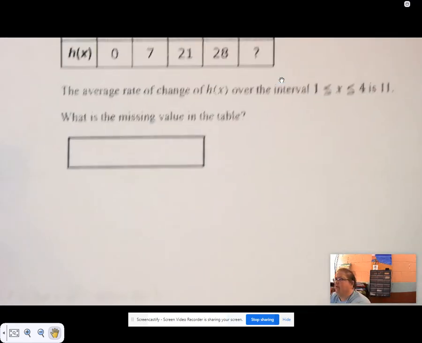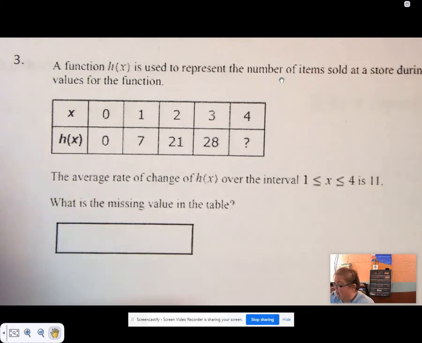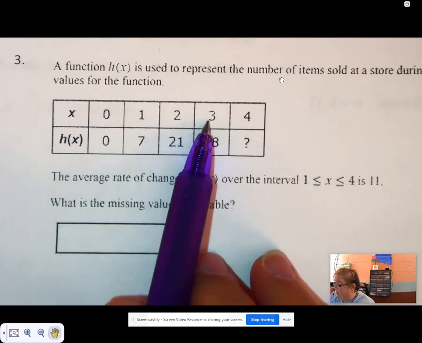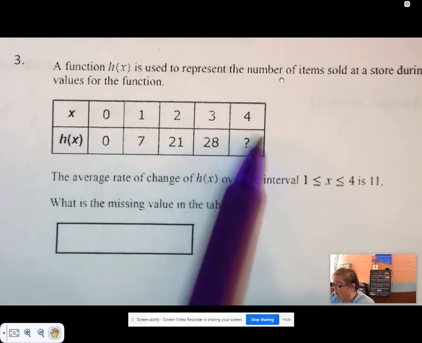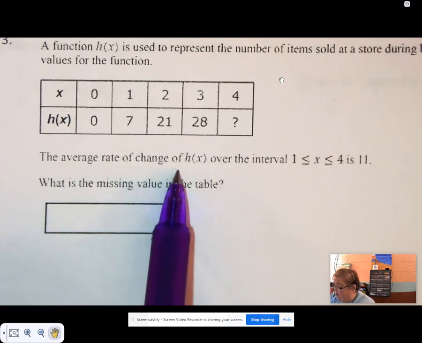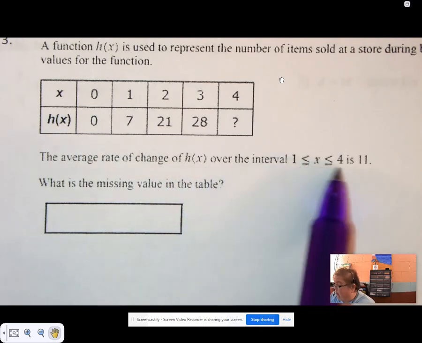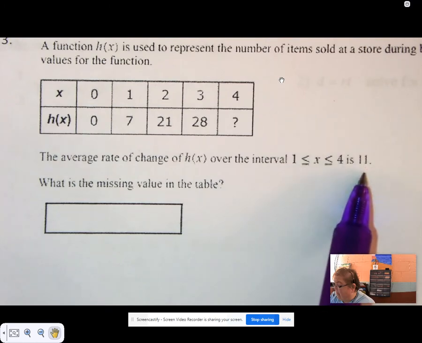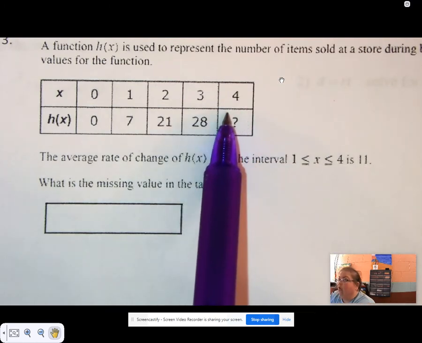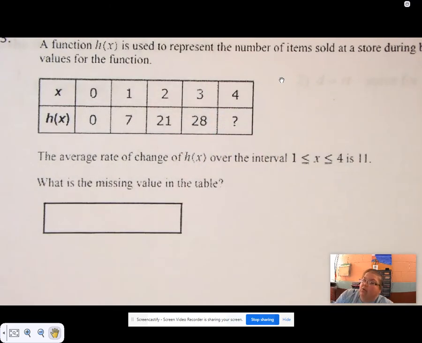Check out number 3. A function h of x is used to represent the number of items sold at a drugstore during these business hours. The table shows some of the values of the function. The average rate of change of h of x over the interval 1 to 4 is 11. What would go here? Work that out right now.